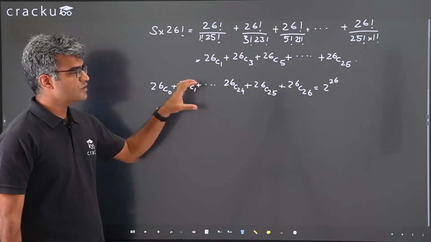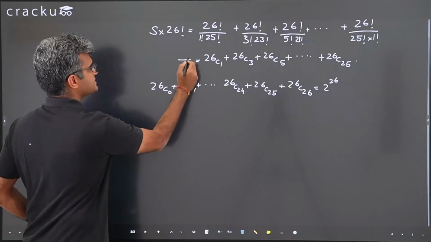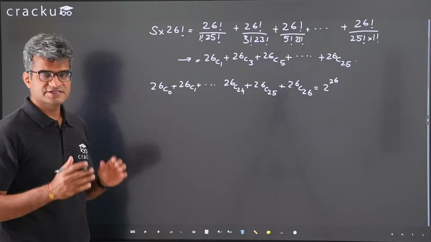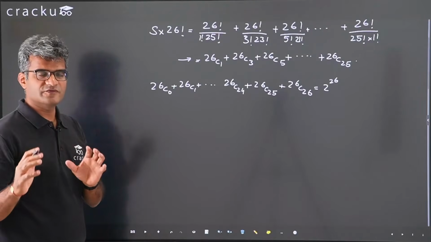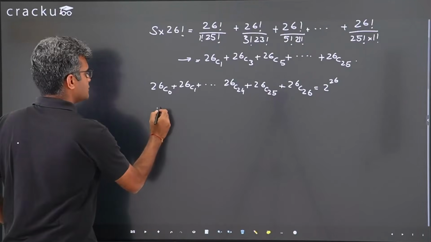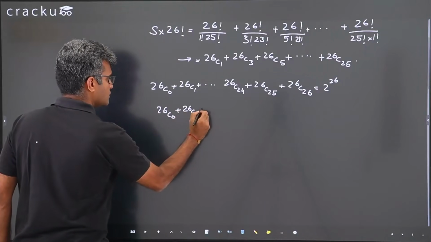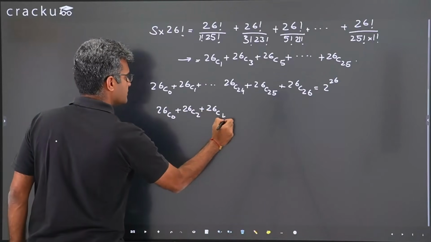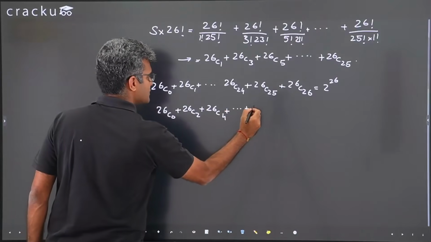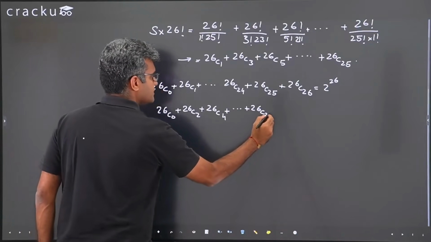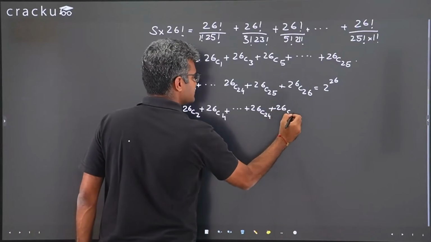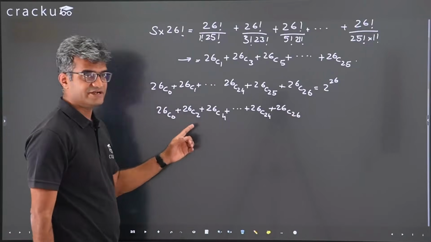But if you are looking only at odd terms, like in this particular case, one thing you have to remember is that the sum of the odd terms is equal to the sum of the even terms. That is, 26c0 plus 26c2 plus 26c4 plus dot dot dot plus 26c24 plus 26c26. These are all the even terms.